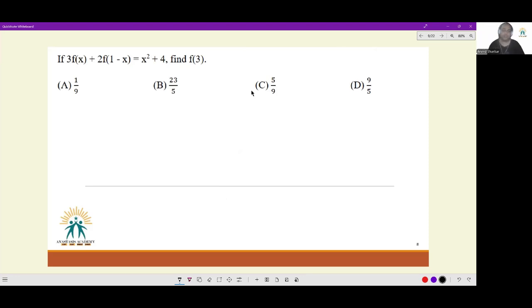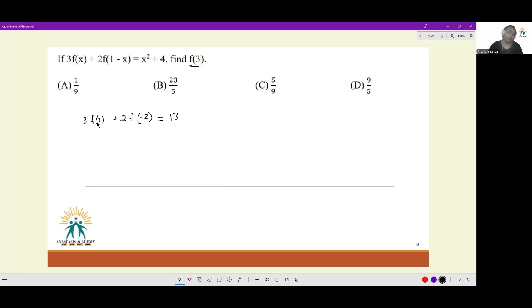This is another fun setup. 3fx plus 2 times f(1 minus x) is equal to x square plus 4. Find f3. I'm looking for f3. First thing I do is I put down x equal to 3. So 3 times f3 plus 2 times f of minus 2 is equal to 9 plus 4, or 13.